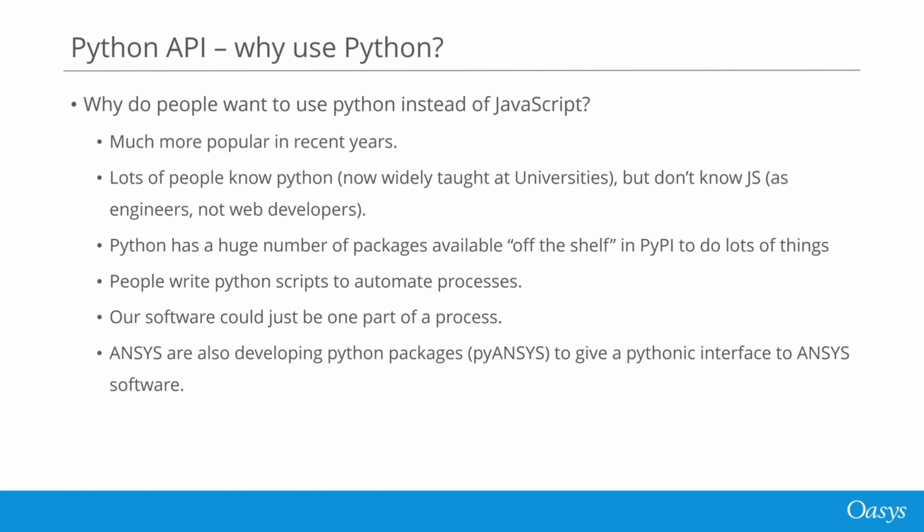So why do people want to use Python instead of JavaScript? Python has gained significant popularity in recent years. Many people are familiar with Python as it is widely taught in universities, whereas fewer people as engineers know JavaScript since it's primarily used in web development. Python boasts an extensive array of packages available in PyPI, that is Python Package Index, that can perform numerous tasks. People often write Python scripts to automate processes, and our software could just be one component of a larger workflow. Additionally, ANSYS is developing Python packages, PyANSYS, to provide Pythonic interface to the software.